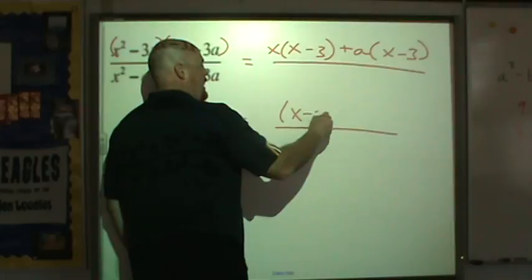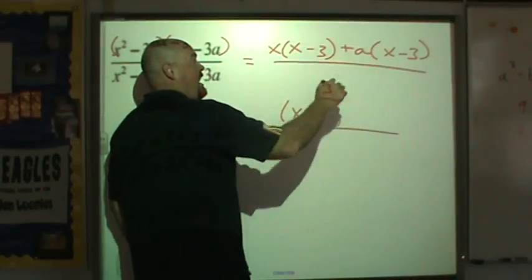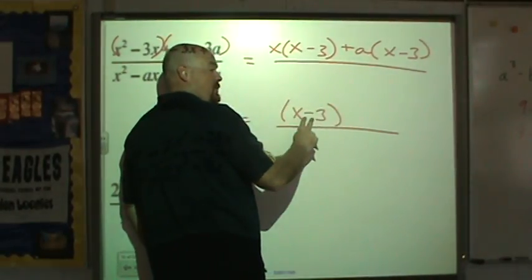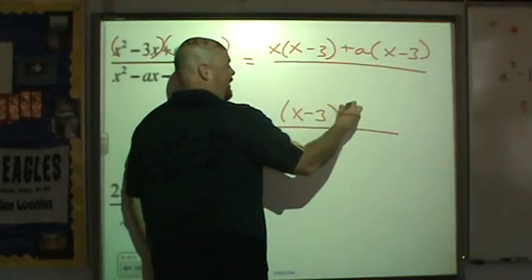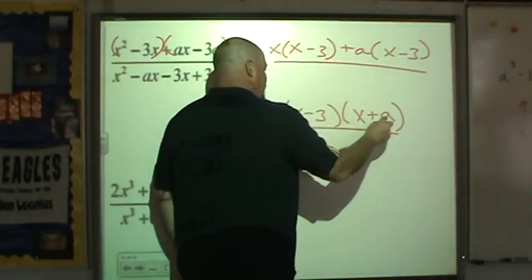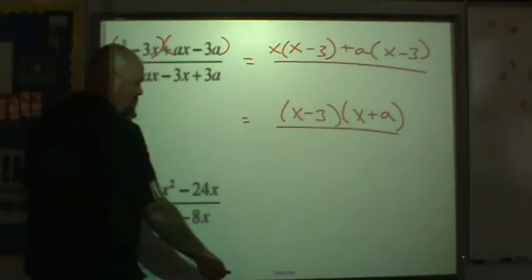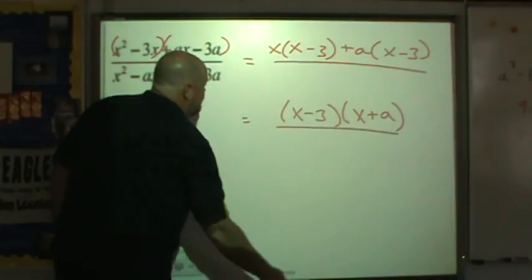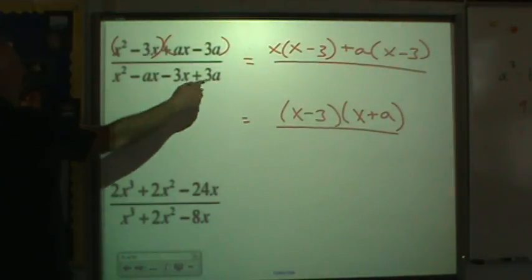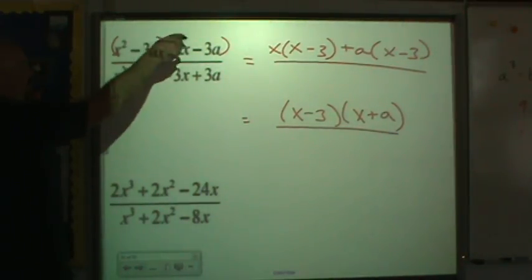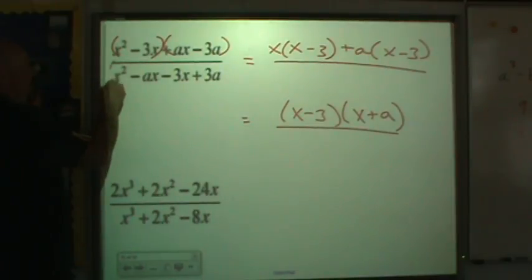So we have the x minus 3 that we write once. Even though there are two, I write it once. And then I have x plus a as my second binomial. Now let's look at the bottom. Again, four terms. A bit similar to what we had on top. Let's see if it works.